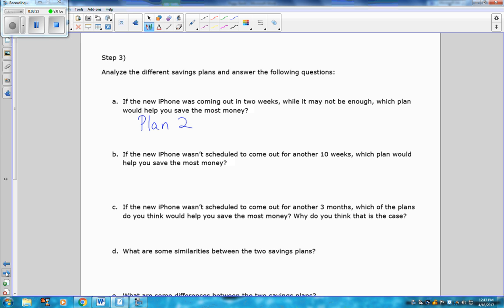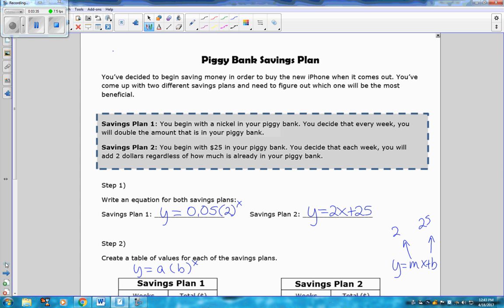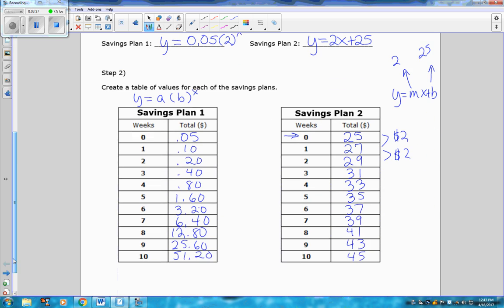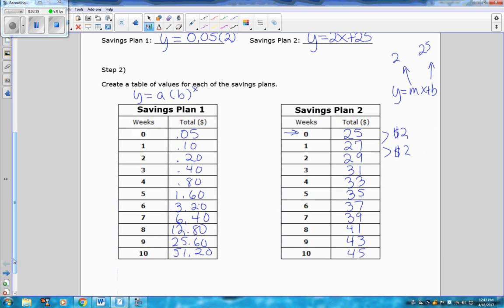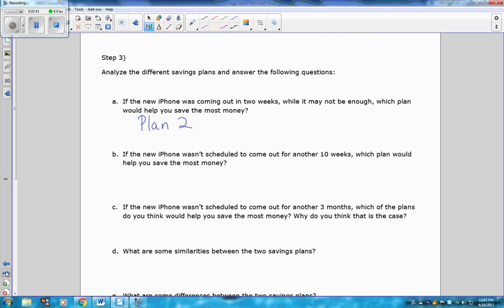If a new iPhone wasn't scheduled to come out for another 10 weeks, which plan would save you the most money? So going back, at 10 weeks, with plan 1, you'll have $51.20. Plan 2, you'll have $45. So plan 1 would be the better option at 10 weeks. If the new iPhone wasn't scheduled to come out for another 3 months, which plan do you think would help you save the most money? And why do you think that's the case?